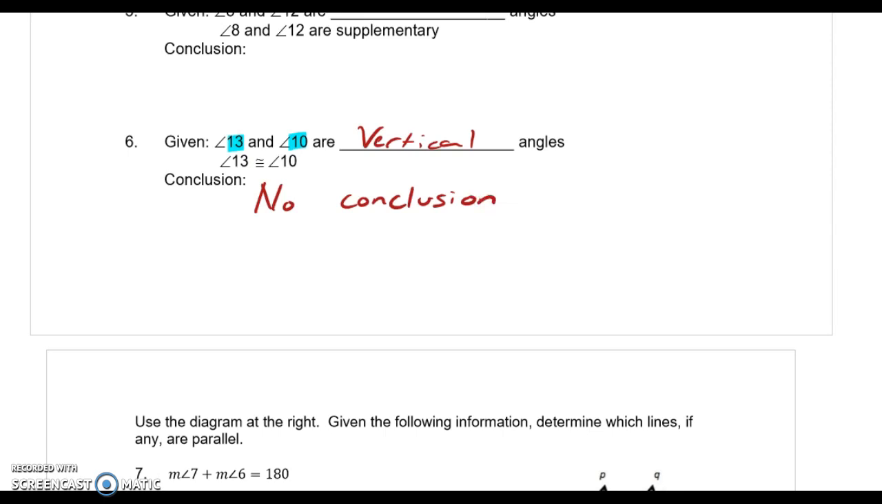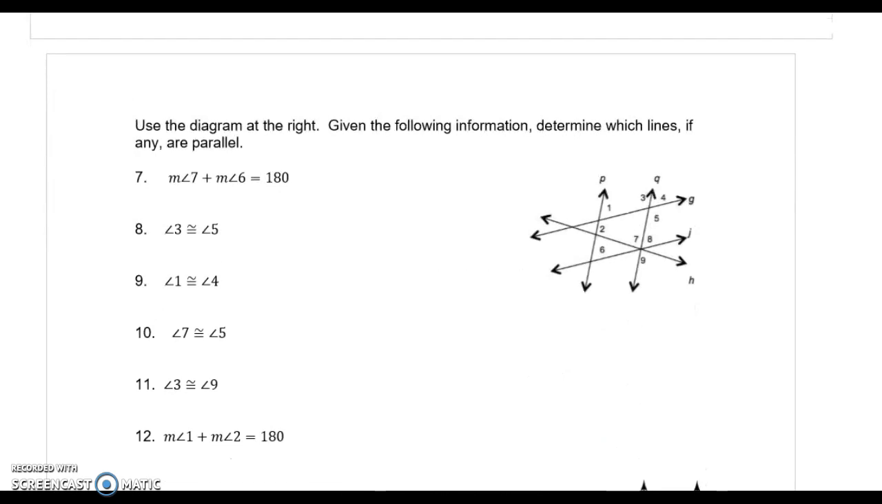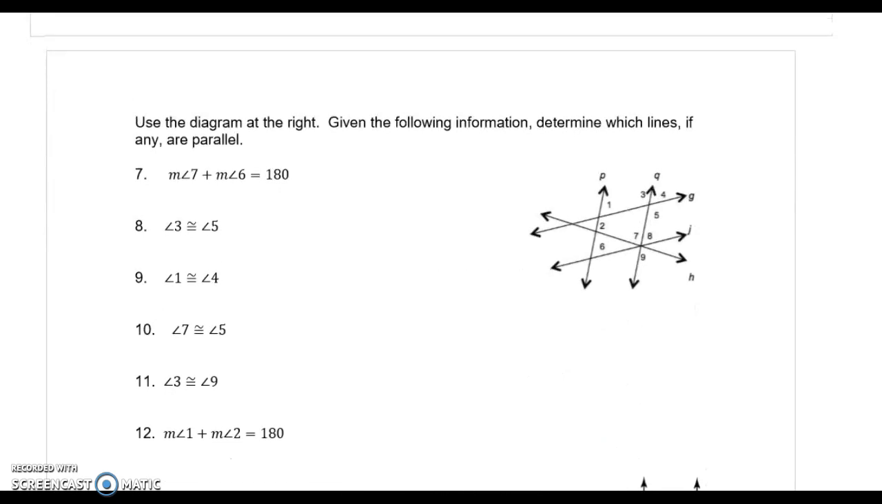If you have any questions on what I mean by this, just raise your hand and ask me. And I'm going to go over questions 7 and 8 from this piece here. The directions are the same. Use the diagram at the right. Given the following information, determine which lines, if any is the key word, are parallel. So the first one, given that 7 and 6 equal 180. So 7 is here, 6 is here. We can see that those are going to be consecutive interior.